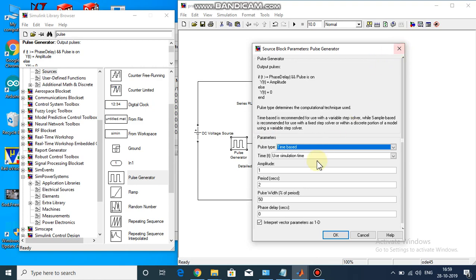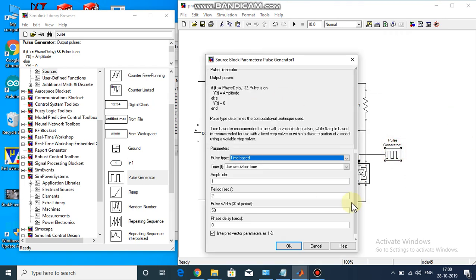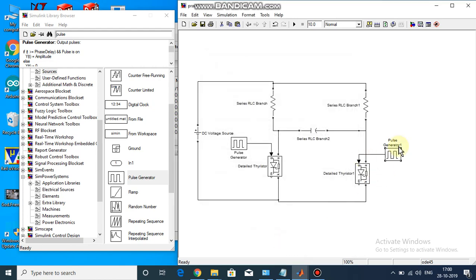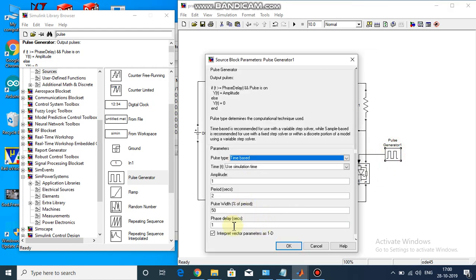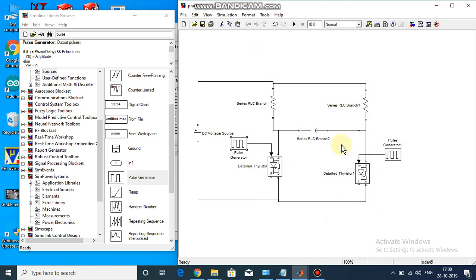So pulse generator period for now 2 seconds is fine. Here we'll add a delay of 1 second, that is after half the time this SCR will be turning on, and pulse width would be around 10%. 10% is like the ideal amount of pulse width we can give. And we're done for now.